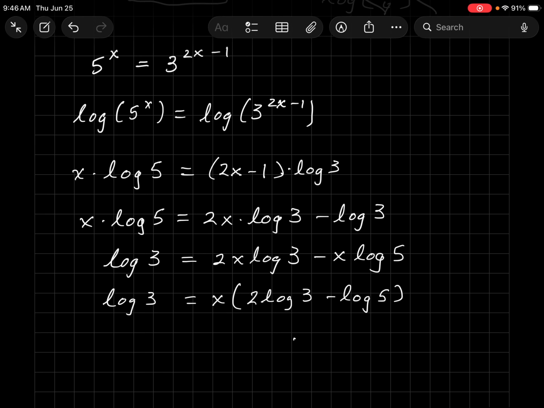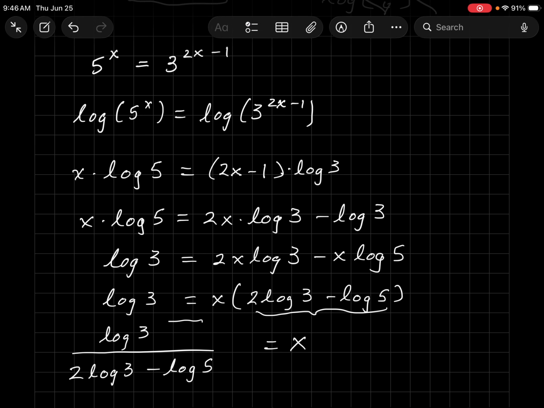And then I can divide both sides by this long expression here, giving me x equals log 3 over 2 log 3 minus log 5.